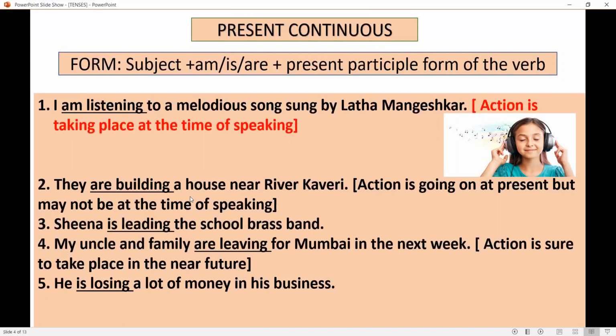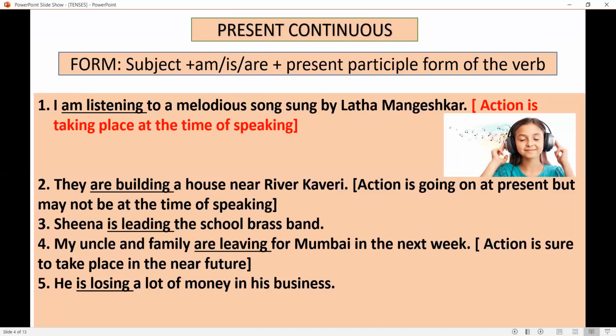Then, they are building a house near River Kaveri. Now, in this case, maybe the action is not taking place at present when I'm talking. Maybe I'm talking in the night. But the action is going on. The process is going on at the present time. So we use present continuous tense in this case also.